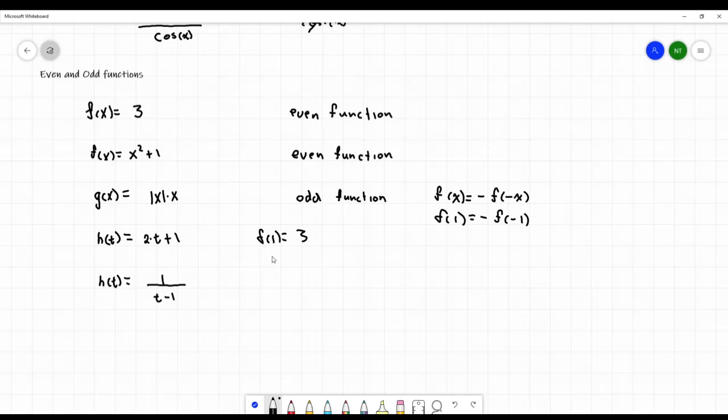Let's plug in f of minus 1. F of minus 1 is equal to minus 1. So clearly f of 1 is not equal to minus f of minus 1, so it's not odd. And f of 1 is not equal to f of minus 1, so it's not even. So h of t is neither.